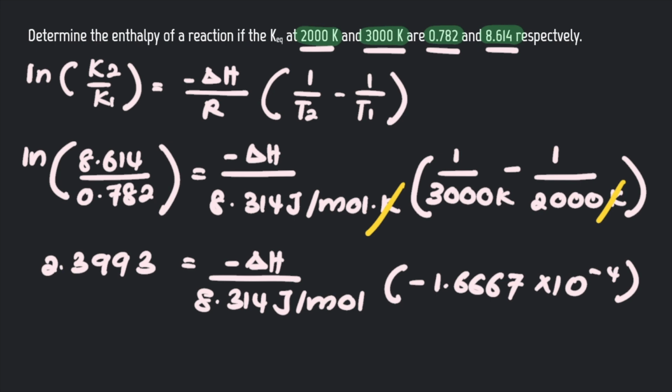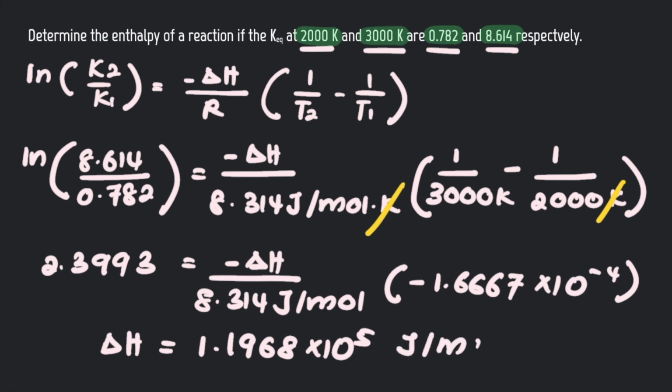So what's left here is for you to just calculate this by pressing your calculator. You will get your delta H is equivalent to 1.1968 times 10 to the power of 5, and the unit should be in joule per mole. Right, so this is the final answer for the second question.